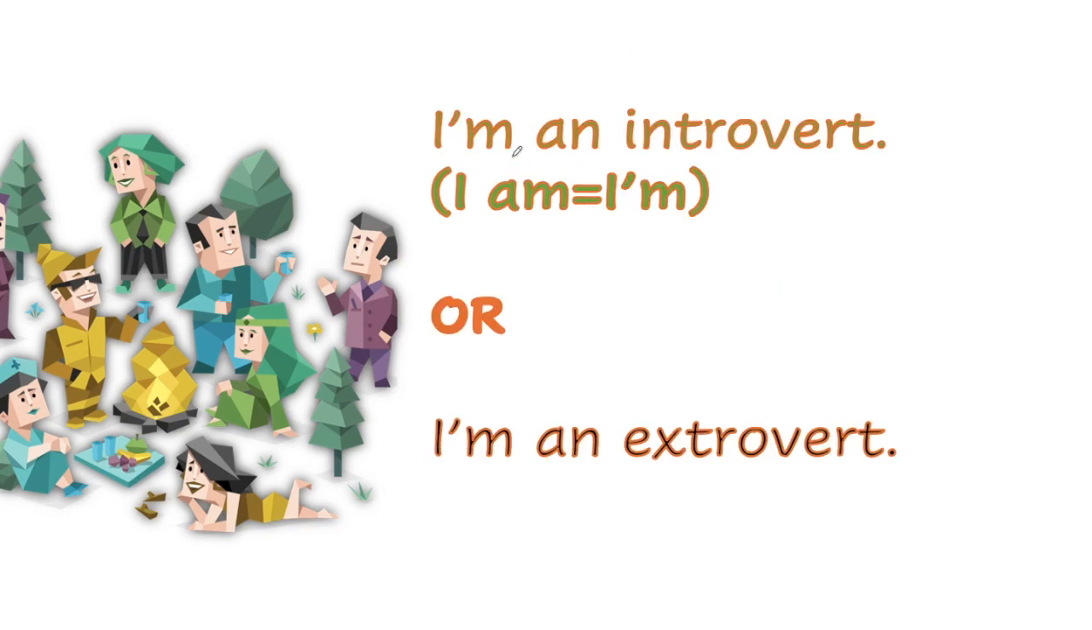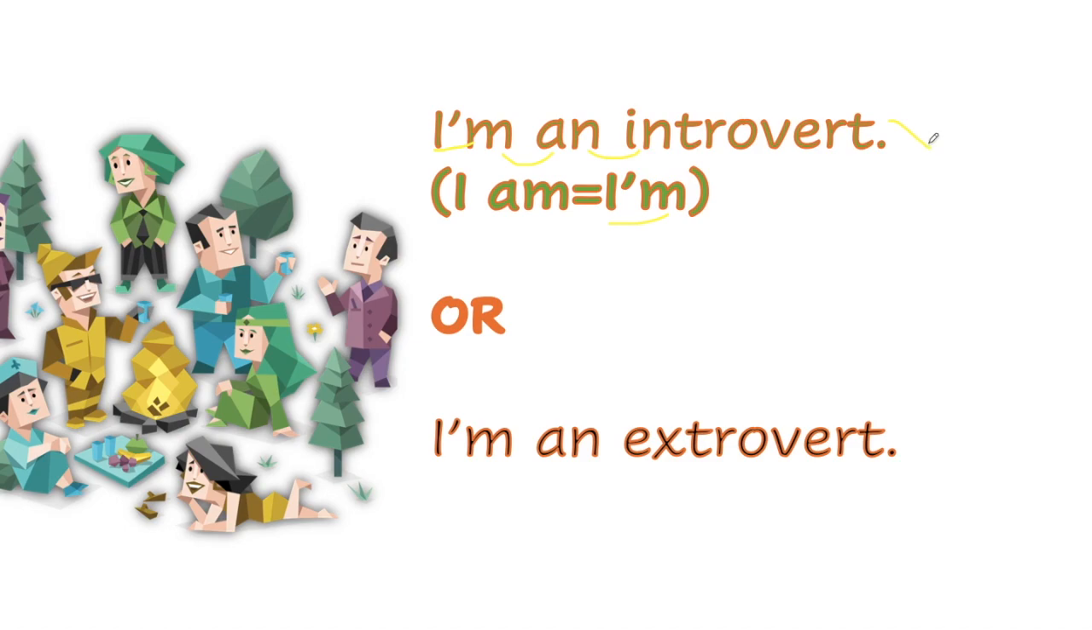So the first sentence could be, I'm an introvert. Remember, I am will become I'm. So that's what we're doing. Now let's remember that M and A will be connected. M is a consonant, A is a vowel. Again, consonant and a vowel. So I'll say, I'm an introvert.